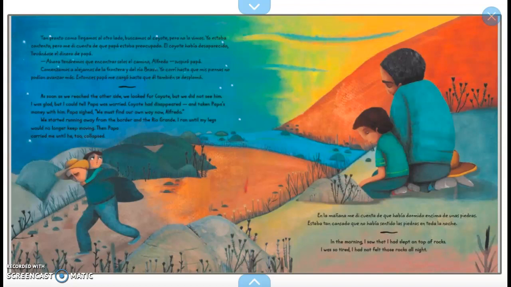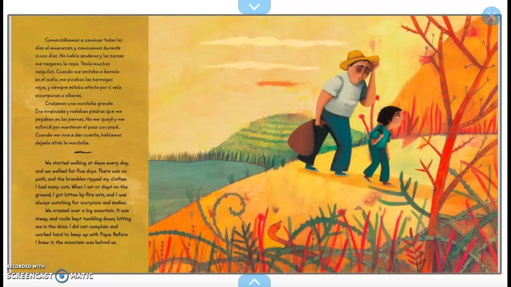We started running away from the border and the Rio Grande. I ran until my legs would no longer keep moving. Then Papa carried me until he too collapsed. In the morning, I saw that I had slept on top of rocks. I was so tired, I had not felt those rocks all night. We started walking at dawn every day, and we walked for 5 days. There was no path, and the brambles ripped my clothes. I had many cuts. When I sat or slept on the ground, I got bitten by fire ants, and I was always watching for scorpions and snakes.